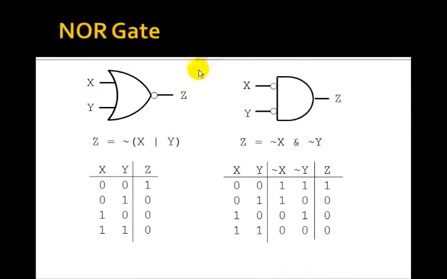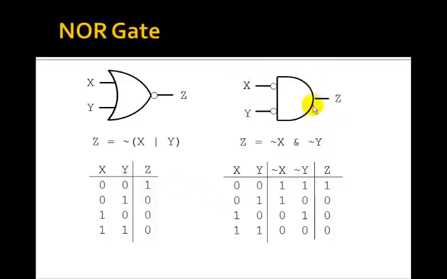Okay, let's take a look at the NOR gate now. Here's the NOR gate we had in lesson 1, where Z is not (X or Y). And this was the truth table. Remember, it's a not-or, so the output is 1 when both inputs are 0.